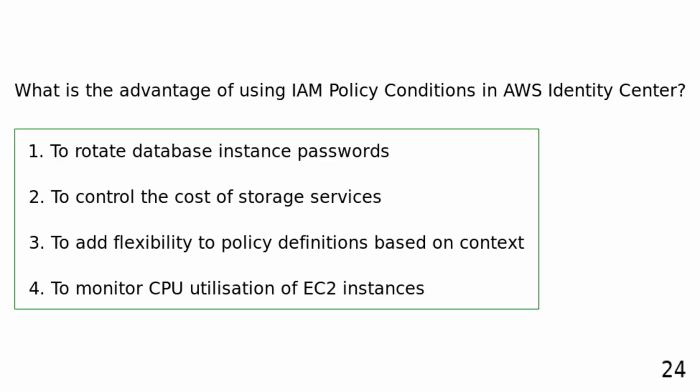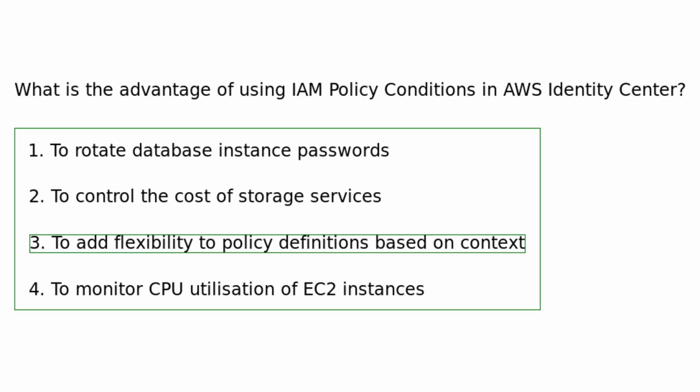What is the advantage of using IAM policy conditions in AWS Identity Center? To rotate database instance passwords. To control the cost of storage services. To add flexibility to policy definitions based on context. To monitor CPU utilization of EC2 instances. IAM policy conditions in AWS Identity Center add flexibility to policy definitions based on the context in which the policy is evaluated, allowing you to set conditions for when the policy should be enforced.